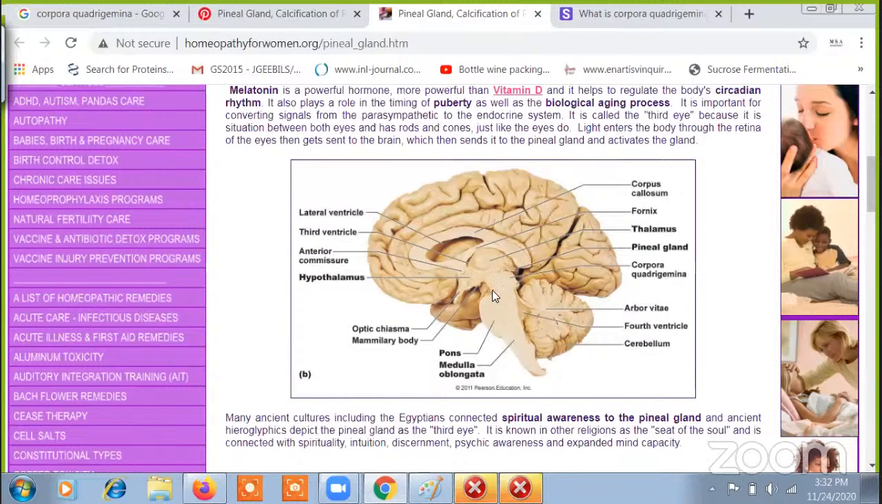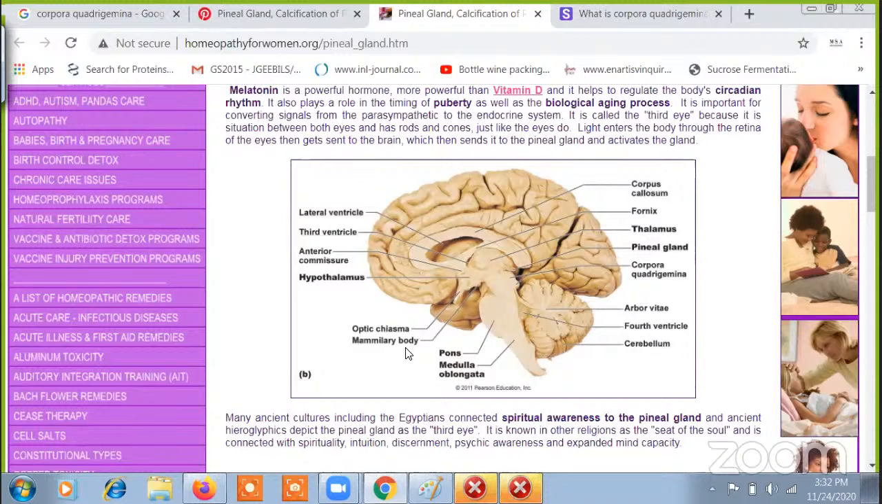On the upper side of the optic chiasma, you can find the mammillary body. Mammillary body is related with the recollective memory, and it is mainly present in the mammalian brain.